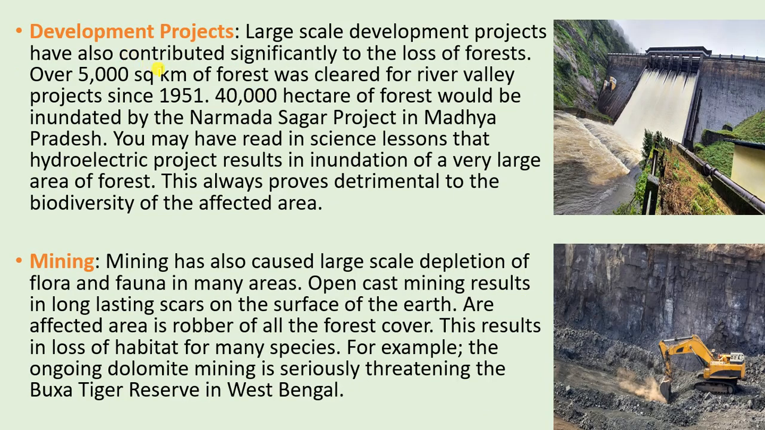Development projects. Large-scale development projects have also contributed significantly to the loss of forests. Over 5,000 square kilometers of forest was cleared for river valley projects since 1951. 5,000 square kilometers of forest cleared because of the multi-purpose river valley projects. 40,000 hectares of forest would be inundated by the Narmada Sagar project. You know, students, inundated means submerged in water.